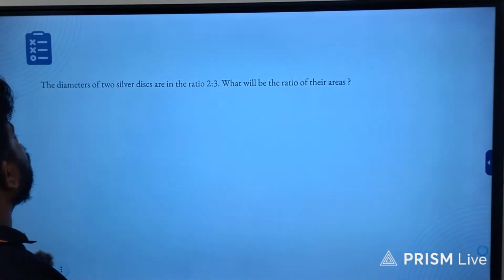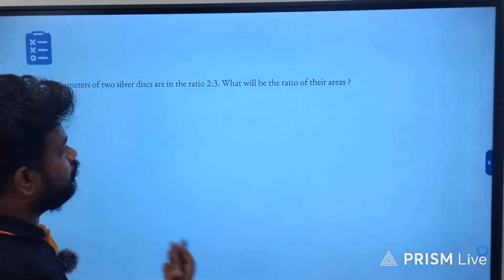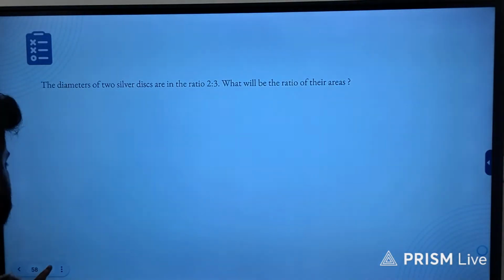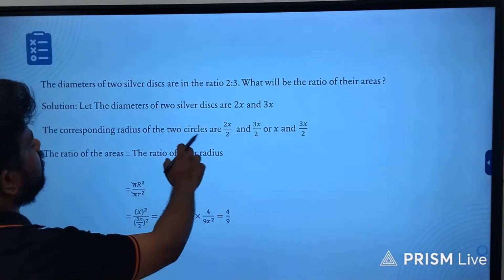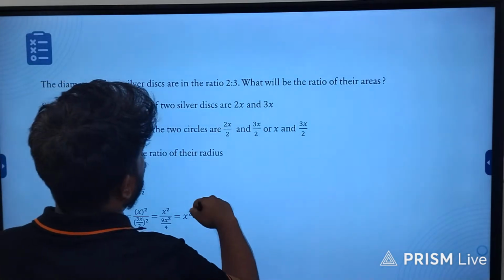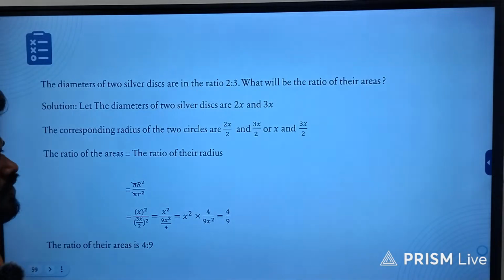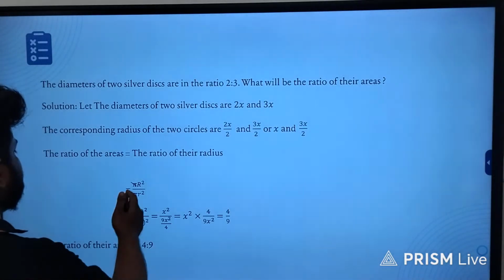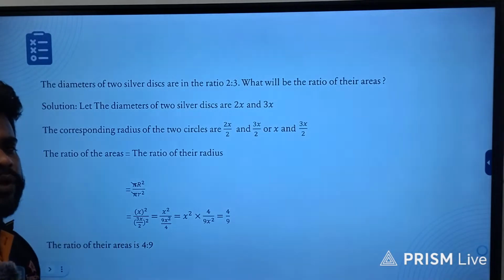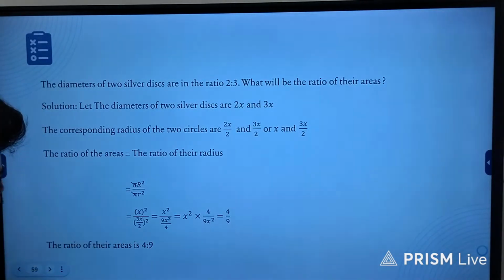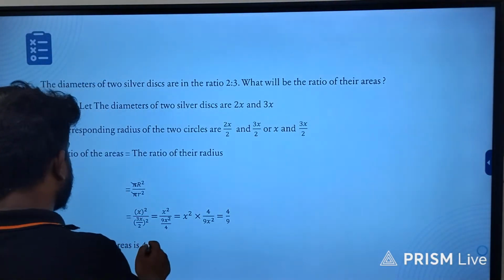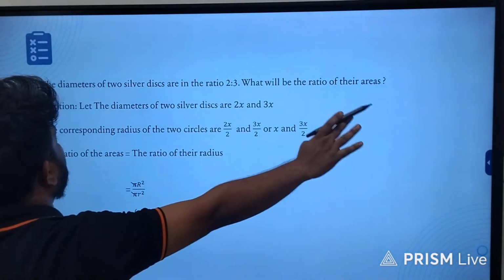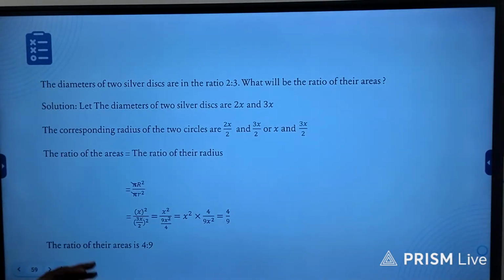Okay, the diameters of 2 silver discs are in the ratio 2:3. What will be the ratio of their areas? Okay, so let the diameters be 2x and 3x. So the radii will be 2x by 2, that is x, and 3x by 2, that is 1.5x. So cancel out the pi's and find the areas, that will be 4:9. So from that we get to know that the ratio of the areas will be the square of the ratio of the diameters.